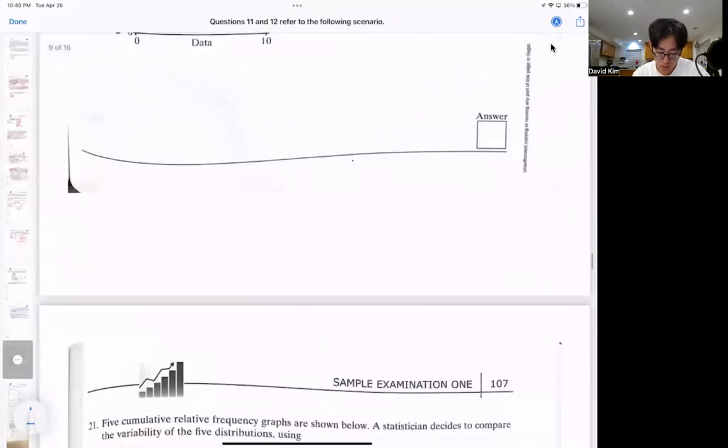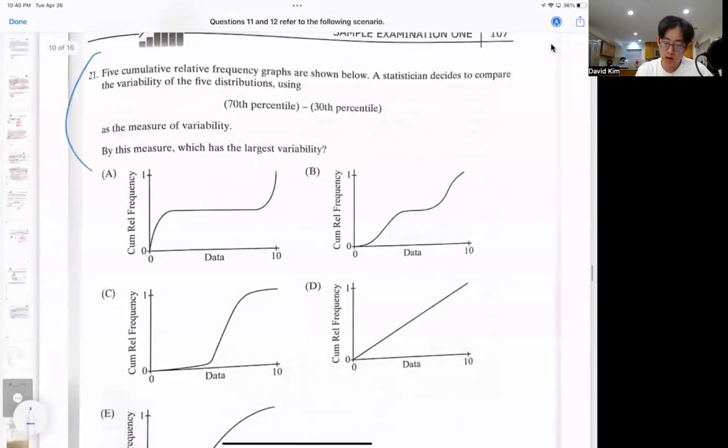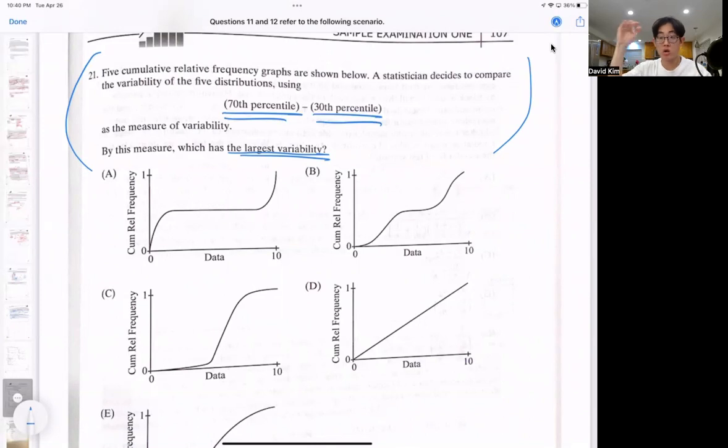All right, so there was another one. Yeah, so here we have 5 cumulative relative frequency graphs. We're talking about the largest variability. Variability means how much does the data differ? At the 70th percentile and the 30th percentile, where do you kind of go?